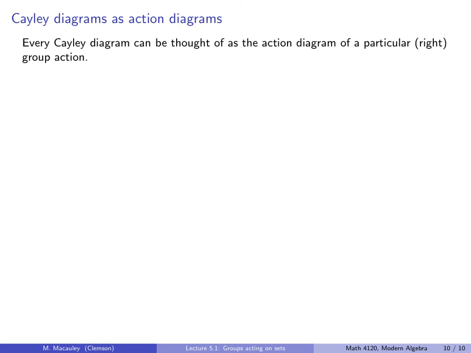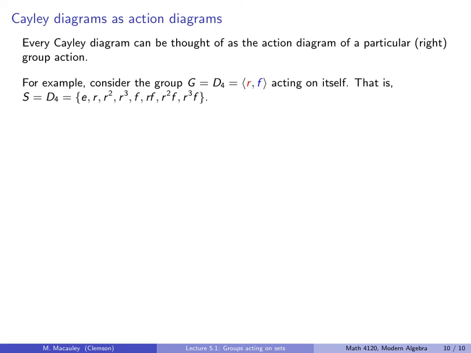Finally, I want to finish with how to think about Cayley diagrams as action diagrams. I mentioned this in a sentence or two on the previous slide, but now I want to show you a picture. So every Cayley diagram can be thought of as the action diagram of a particular right group action. And as before, we will illustrate this with an example. Consider the group D4. And now I want to say it acts on itself. In other words, the set is also D4. So the group D4 acts on itself. It acts on the set D4.